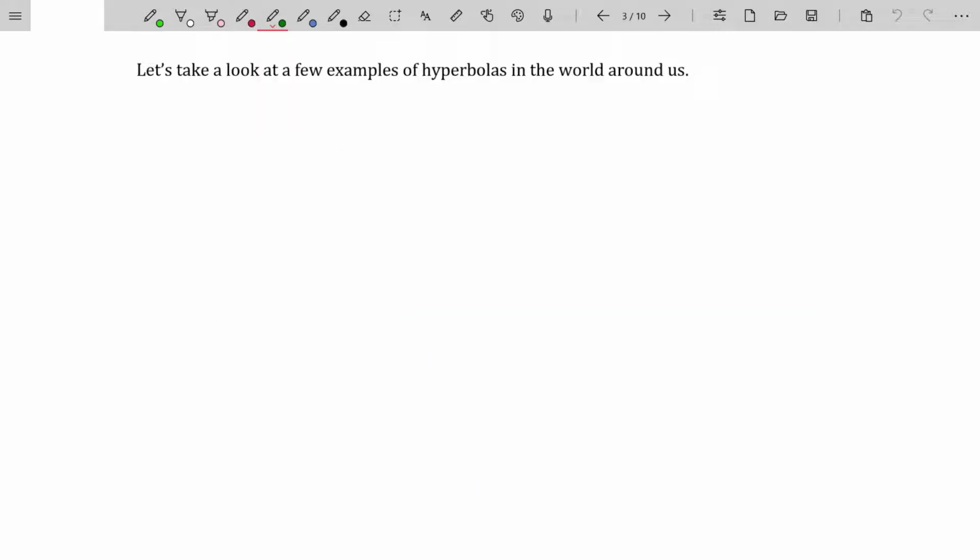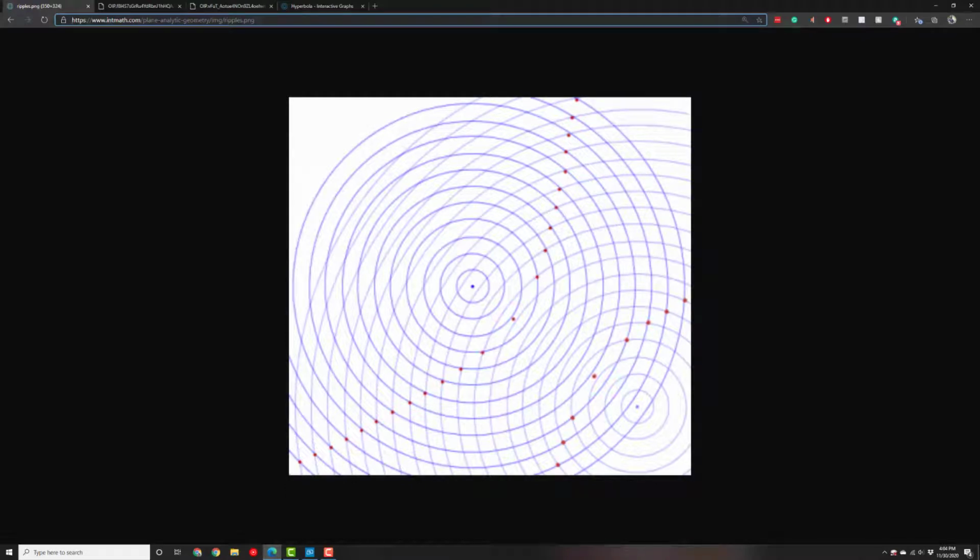Let's take a look at a few examples of hyperbolas in the world around us. One of the most common applications described is the ripple effect. When you have a couple of stones dropped in a pool, the concentric waves that emanate from those stones meet in a hyperbolic intersection. You can see where these wavelets meet along a hyperbolic path. If you turn your head slightly, you'd be able to see that.